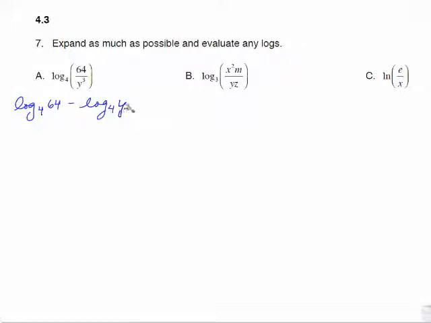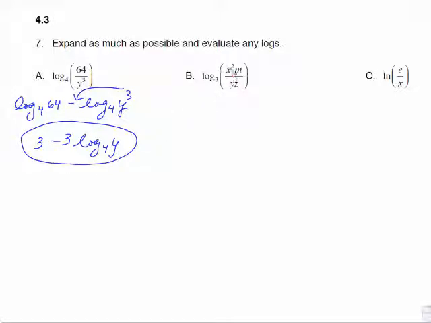of y cubed. Now there's 2 things that we can do here. Log base 4 of 64, we can evaluate that. That is 3. The reason it's 3 is that 4 to the 3rd power is what gives us 64. The other thing we can do here is detach this power and bring it down in front to become a coefficient, so it becomes 3 log base 4 of y.